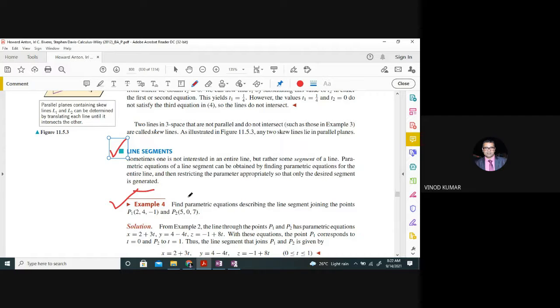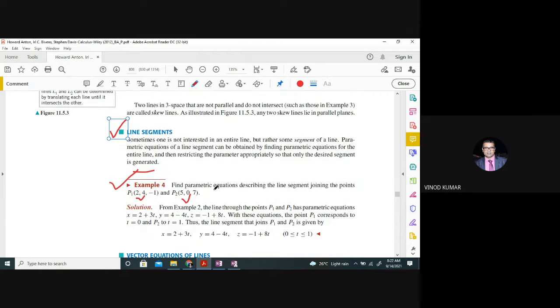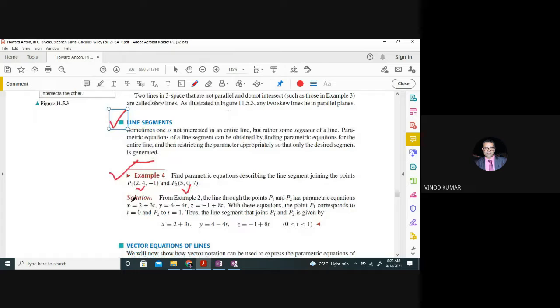Find a parametric equation describing the line segment joining this point and this point. Okay, so we already discussed example 2. From example 2, corresponding to the given 2 points, we have the equation of the line. This one. These equations show that the point P1 corresponds to t equals 0 and point P2 to t equals 1. The line segment joining P1 P2 is given by.